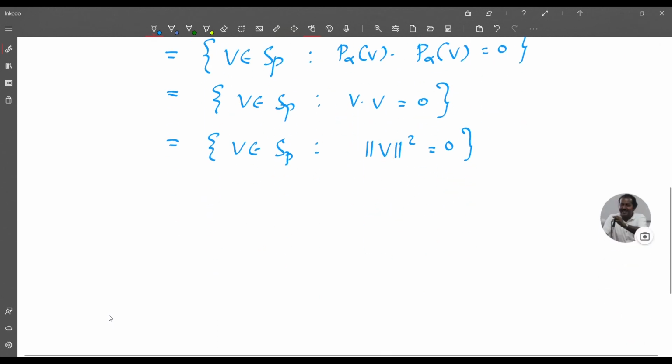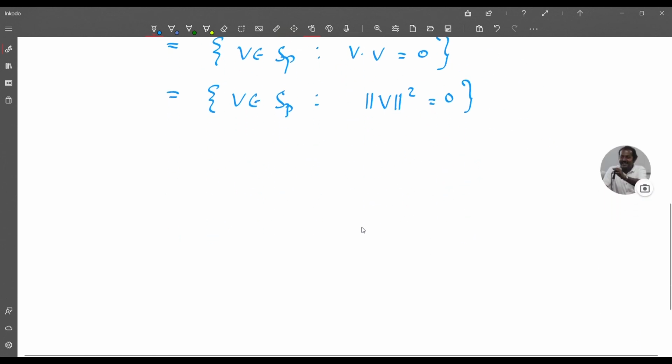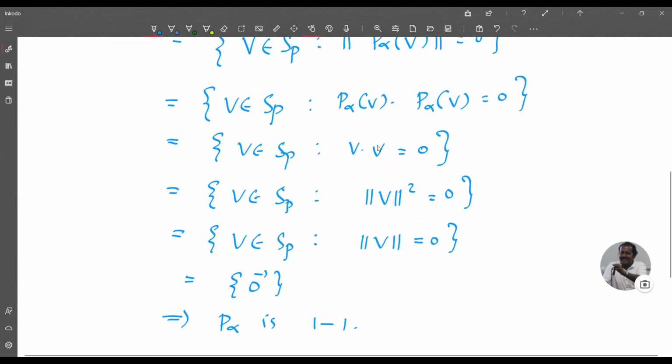For the time being we are assuming that P alpha preserves dot product. That we will prove in the next step. Using that step you are getting v dot v is 0. So the set of all v belonging to SP such that norm v equal to 0 is actually the singleton vector 0. So this implies P alpha is one-to-one. In this proof we used the fact that P alpha preserves dot product. That we will prove in the next step.